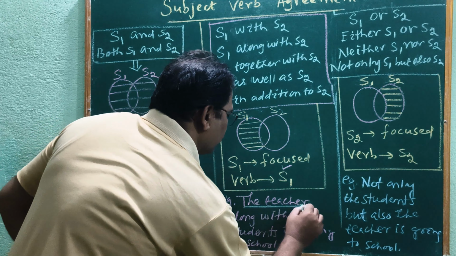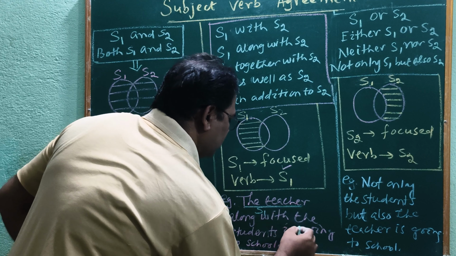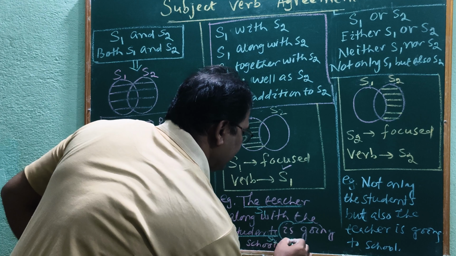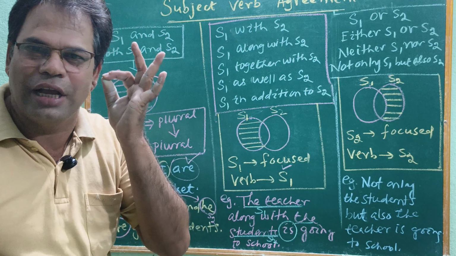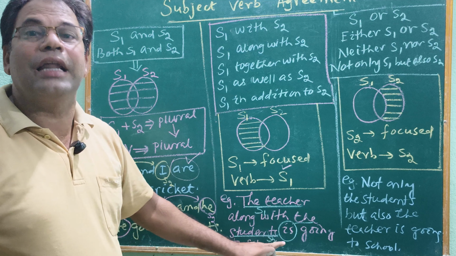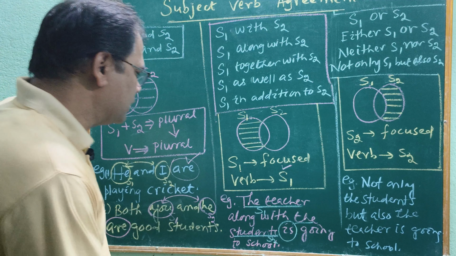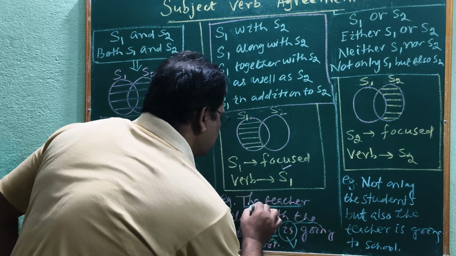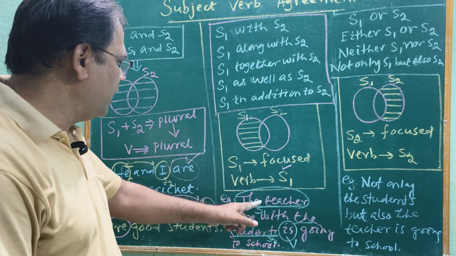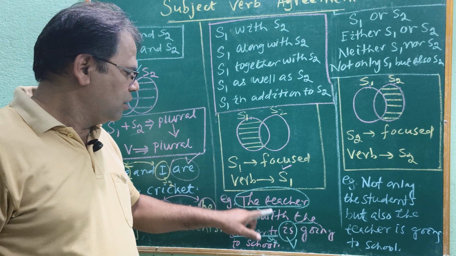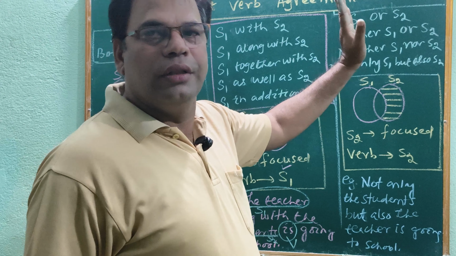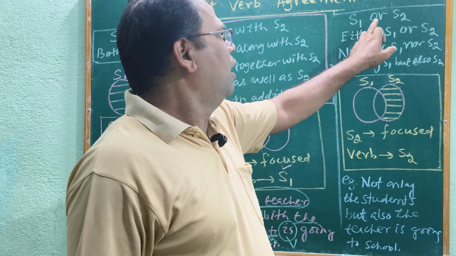See, the teacher, which is the S1, along with the students, this is S2. And the verb is. It sounds odd to the ear because students is plural and is is there. Yes, it is grammatically correct because the first subject is the teacher. That's why, as per the first subject S1, the verb must be singular. Okay? Next, we are going to the next thing.